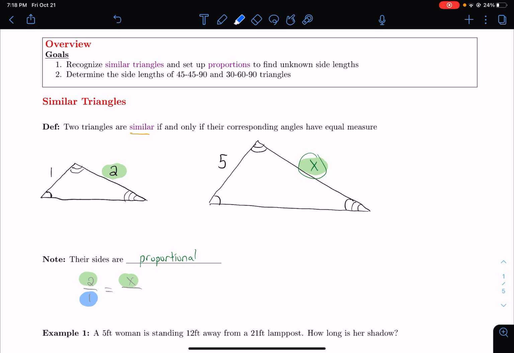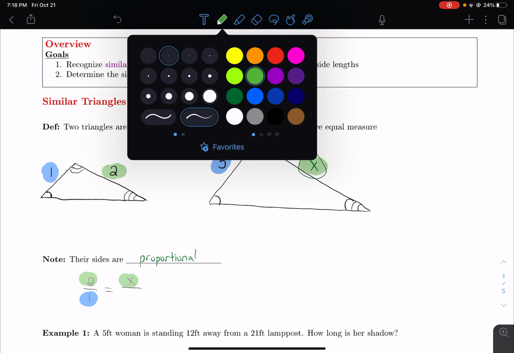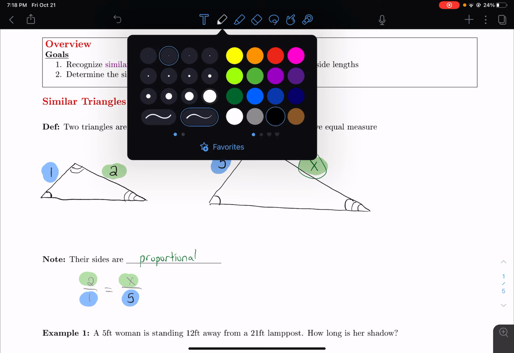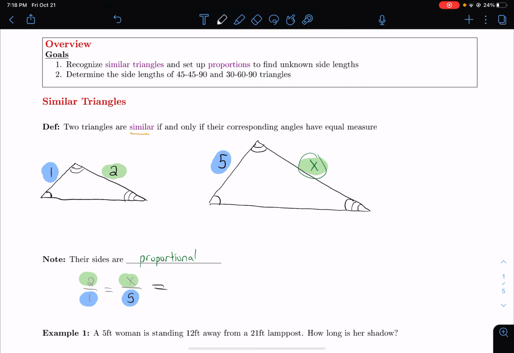On the other side of the proportion, I have to find the side that corresponds with the 1, and that is the 5. So 5 should go in the denominator over here. So I got this proportion: 2 over 1 equals x over 5. And I can use this to solve for x. Let me just simplify: this is 2 equals x over 5. Now if I multiply both sides by 5, we get that x equals 10, and that is the missing side length.